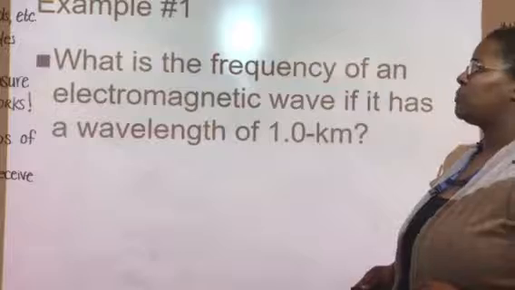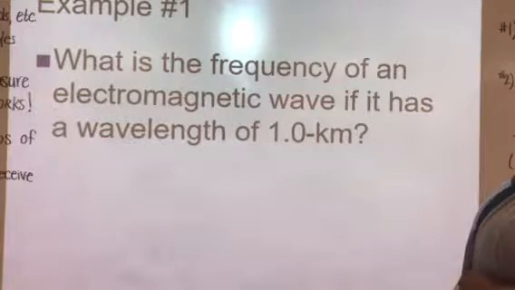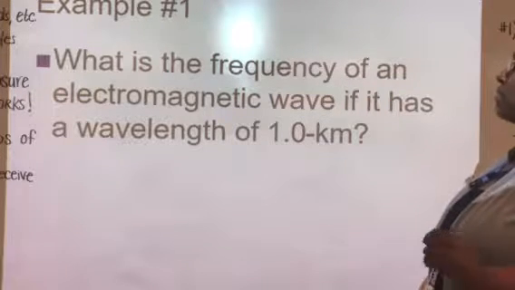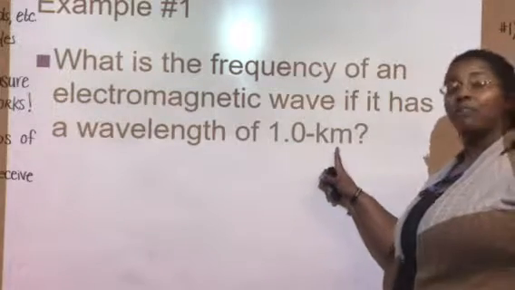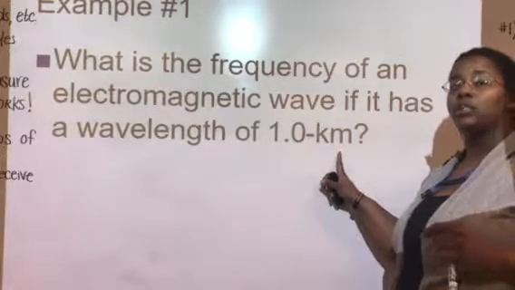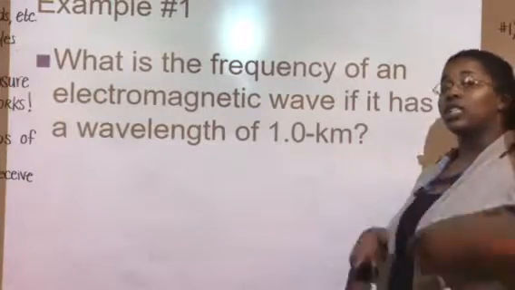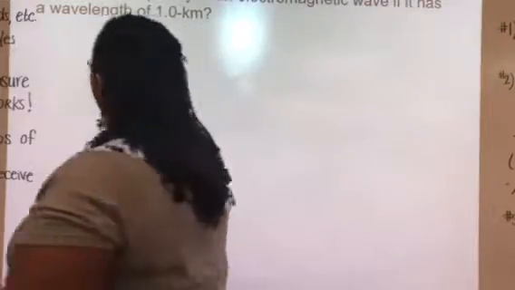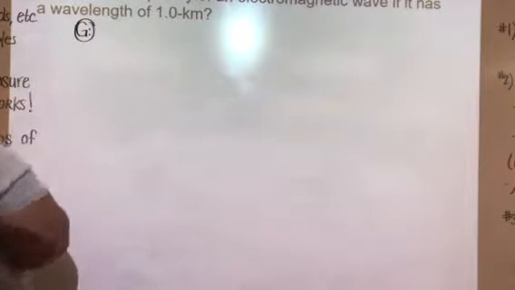Let's try this equation. Example number 1. What is the frequency of an electromagnetic wave if it has a wavelength of 1 kilometer? Even in this case, we have to be very observant of our units. Whenever we see anything that is not in meters, the first thing I want you to think is, yes, we're going to convert. Let's use our GUESS method and identify the information that we were given in this problem.